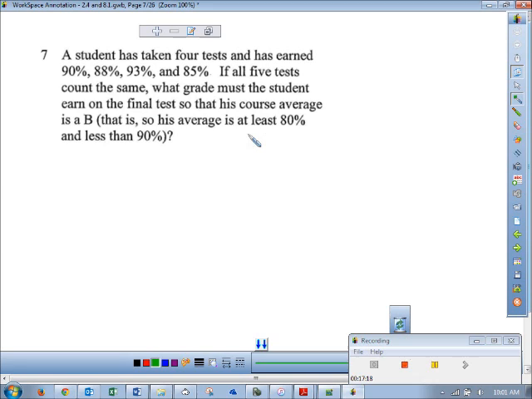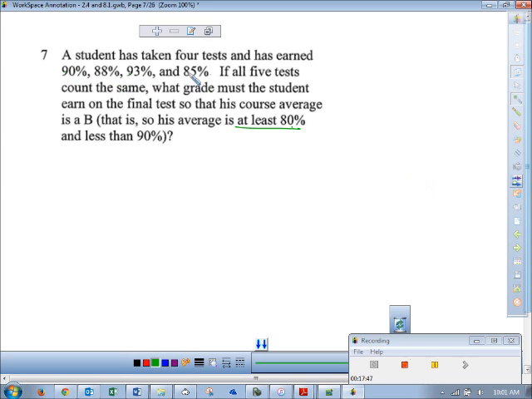A student has taken 4 tests and has earned those grades. If all 5 tests count the same, right, the student's taken 4 tests and they have 5 tests that count the same, what grade must the student earn on the final test so that his course average is a B, that is at least an 80, and less than 90? Okay? First, let's get some basics down.